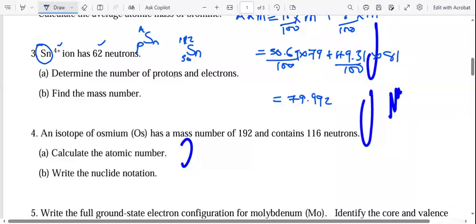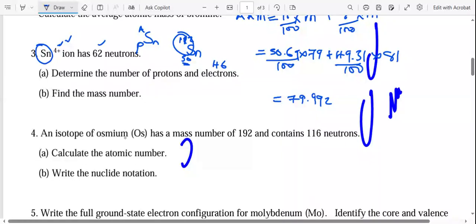Then the electrons now, you look at this proton number that you have. So 4 electrons have been lost. So the electron total number should be 46, because they were 50, but 4 have been lost. Find the mass number. The mass number we have already calculated as that 112.